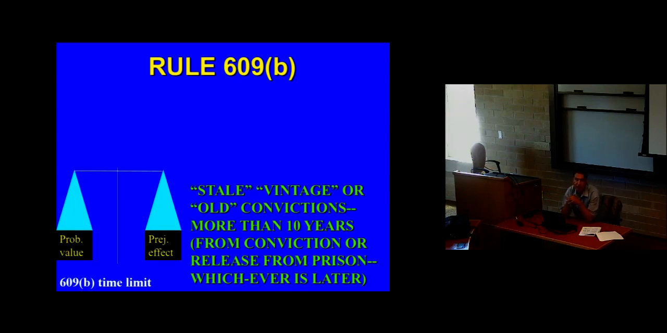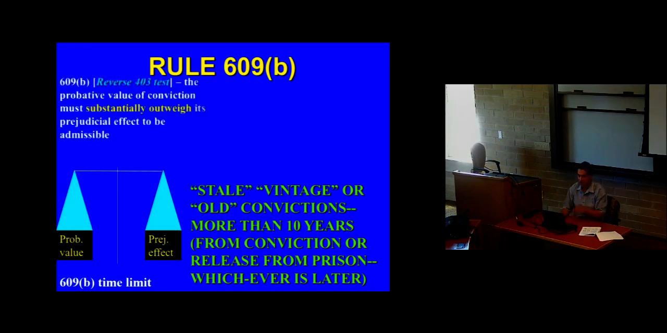So you can have a 15-year-old conviction, but this time limit wouldn't apply, because if they served 10 years, then it would only be 5 years ago. And so 609B wouldn't even apply. But let's say 609B does apply. Let's say it's a 20-year-old conviction. They served 5 years, so they got out 15 years ago, but that's still over the 10-year time limit.